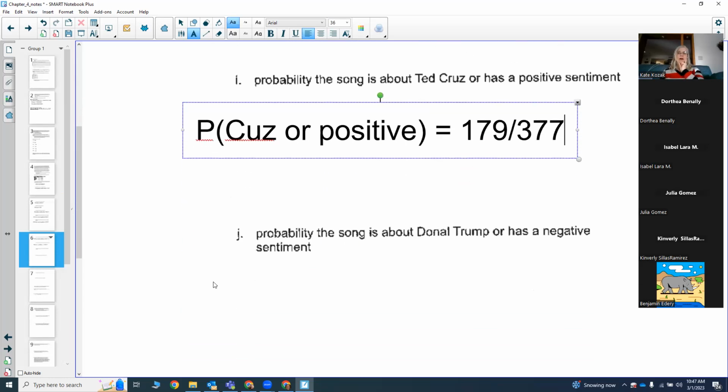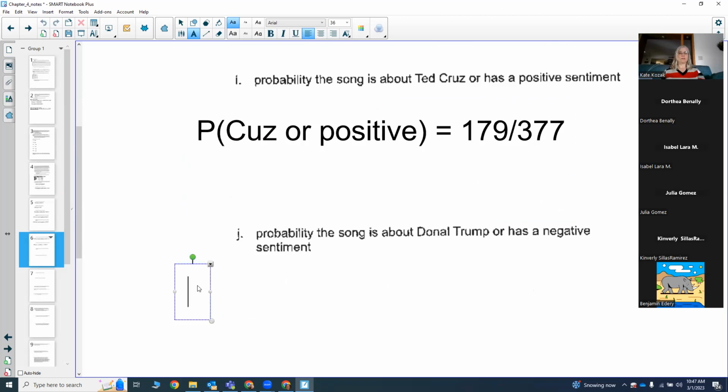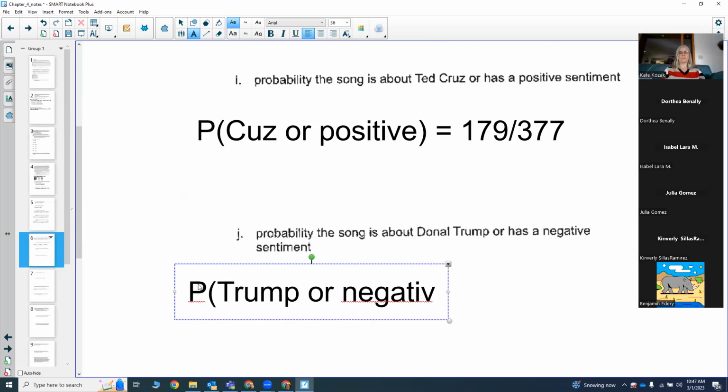So let's do the same thing with Donald Trump. I'd like to know the probability that Trump or negative. I do use a symbol for probability, just a P, because I'm too lazy to write out probability, but you're more than welcome to just write the probability of Trump or negative. That's also fine. You don't need to use symbols. I just am too lazy not to.